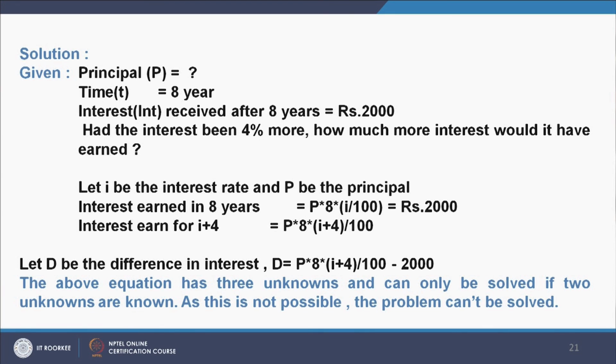Now, if you see this question and the formulated equation, the above equation has 3 unknowns, that is D, I and P, and can only be solved if 2 unknowns are known. As this is not possible, the problem cannot be solved, because we do not know P and we do not know I, and we do not know the D. So, this problem cannot be solved.